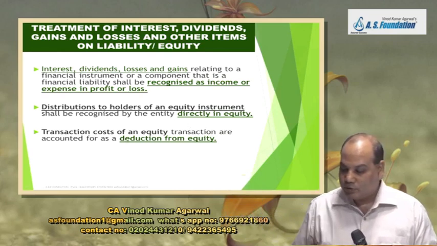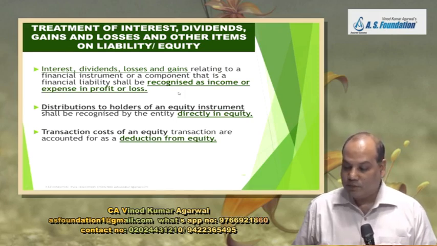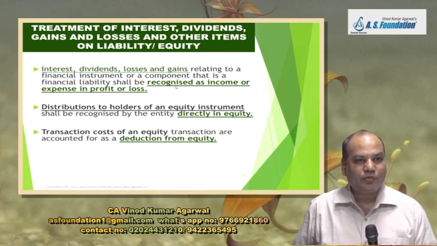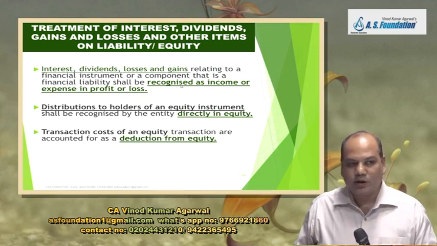Okay. What about transaction cost? On an equity instrument it will be deducted from equity, and on a liability it will be shown in the P&L account or depending upon the classification. If it is an FVTPL instrument, then it is the P&L account. But if it is FVTOCI or amortized cost, then it is adjusted in the carrying amount of the instrument and recognized by using the effective interest rate. Okay. But more about that in the next chapter.